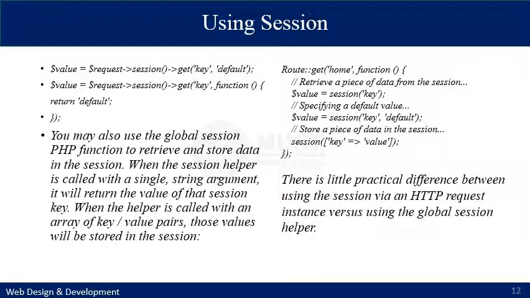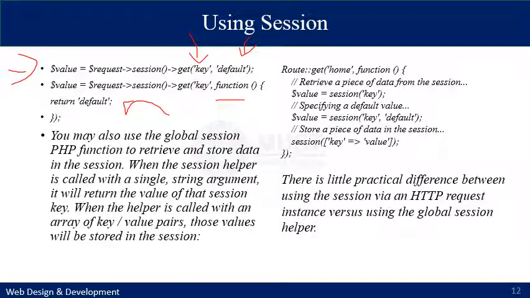This can be done as in the first example, where we access a value using the request object, the session method and the get method, and you specify the key, and if the key is not present, the default value will be returned. The second example is similar to the first, however a function is specified as the default, and in the function you can return a simple text value or some complex object.